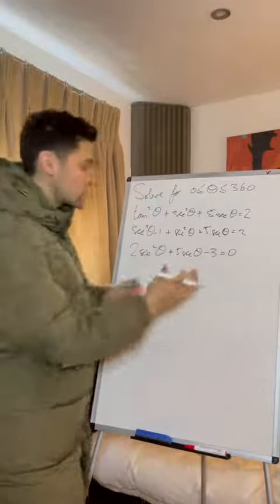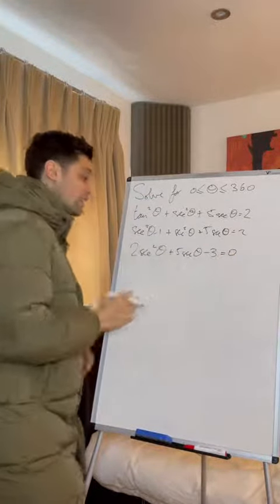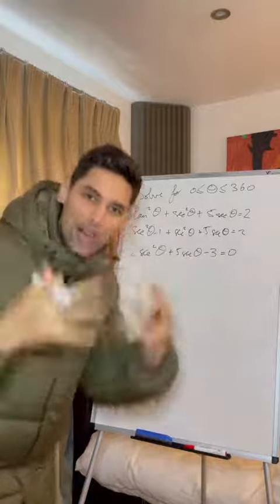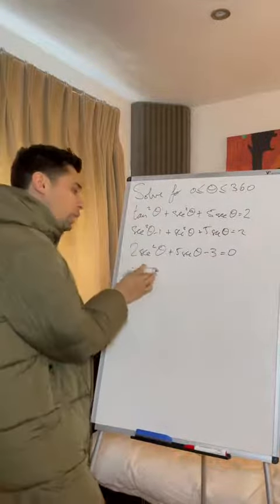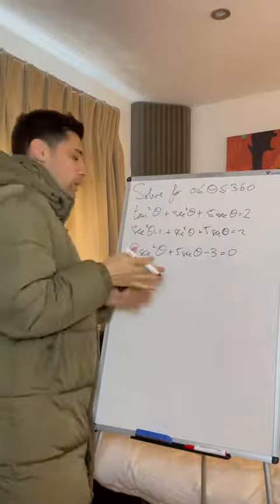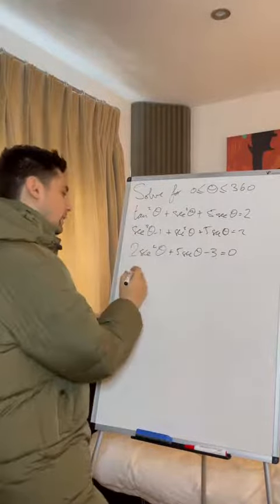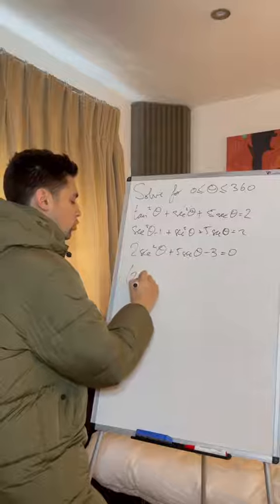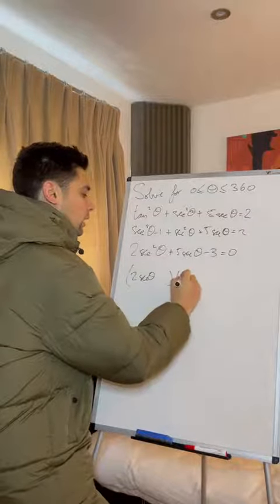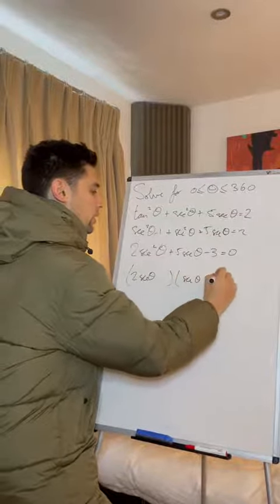Now if you notice, the reason I moved everything over to this side and put it in this order is because this is a disguised quadratic. So you can do it with sec, or you can swap sec for y, say let sec theta equal y, but we'll just put it in like this. So let's say 2 sec theta and sec theta go in the brackets like this.